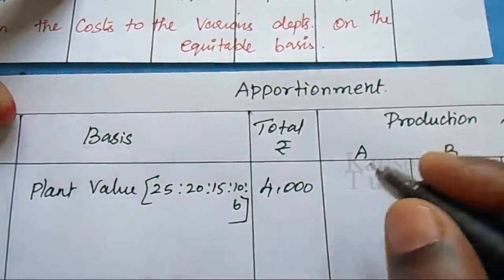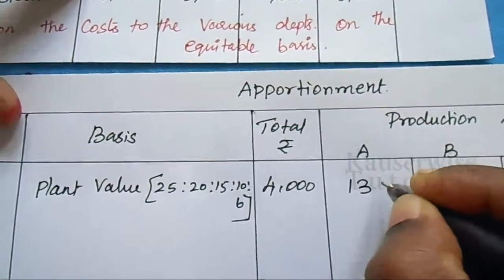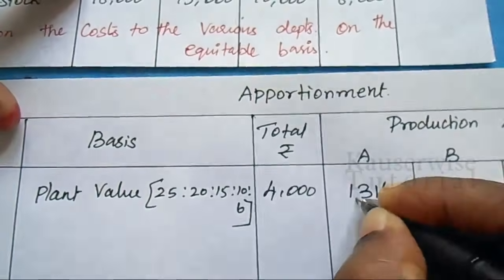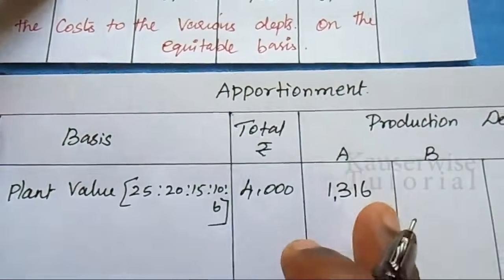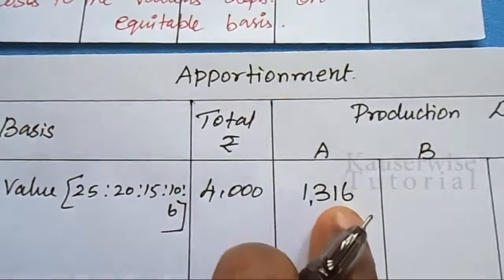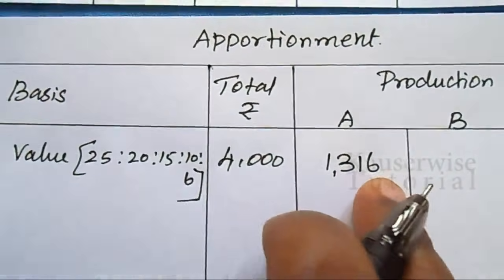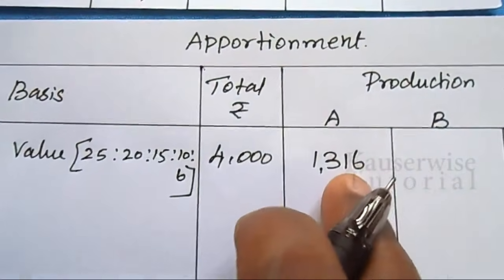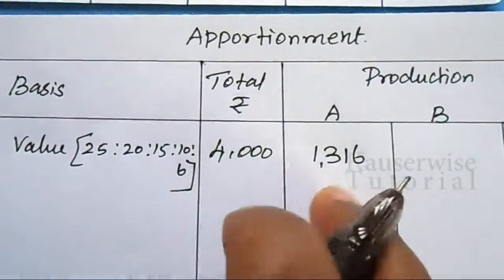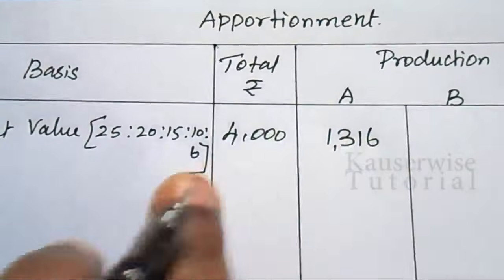What is the value? 1,316. If it is a decimal, you can convert it. For example, 1,315.6 means you can convert the 5 into 6, a whole number. You can round off the value.